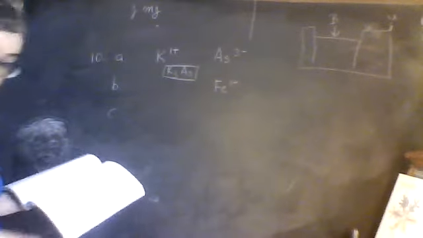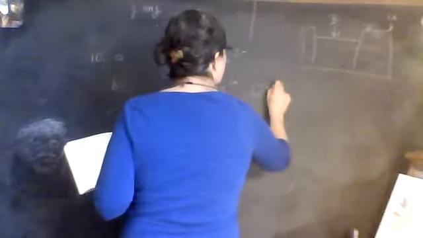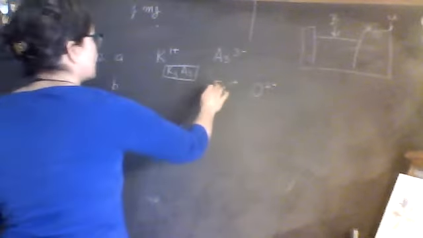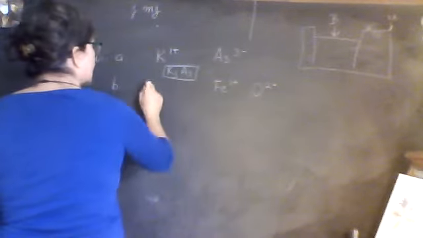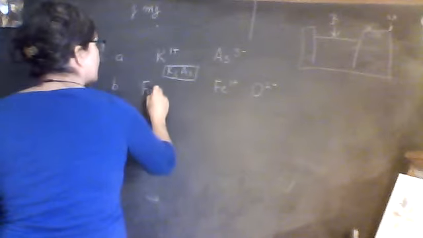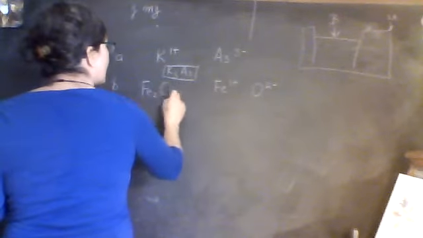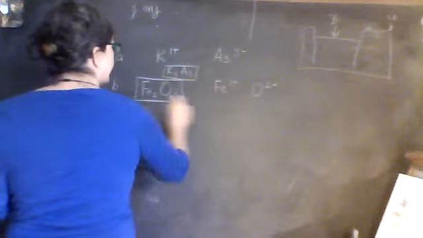And oxide, well, if we look at the periodic table, we find oxygen over in 6A. So we're going to give it a 2 negative. Okay, we ignore the charges and we reverse the numbers. Fe2O3. Okay, and letter C is calcium sulfide.